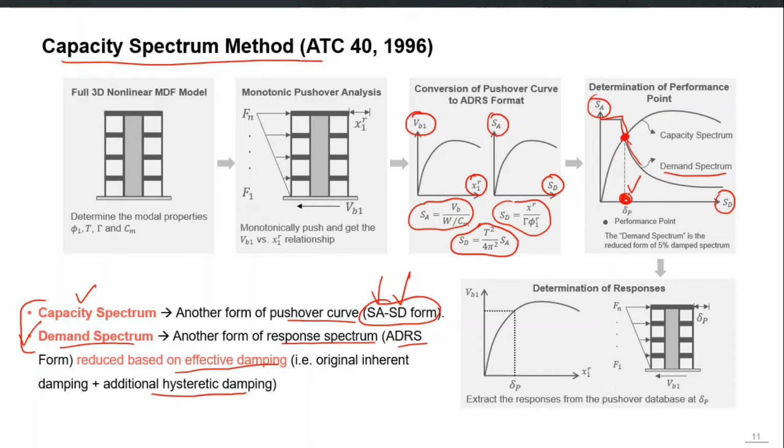So you go back again to your pushover analysis and extract all the responses at this delta P or performance point. So this is one method to determine XRIM, that you overlay both the demand curve and the capacity curve on the same graph using the idea of equivalent linearization, idea of effective damping and secant time period, and then you calculate the performance point or target displacement.